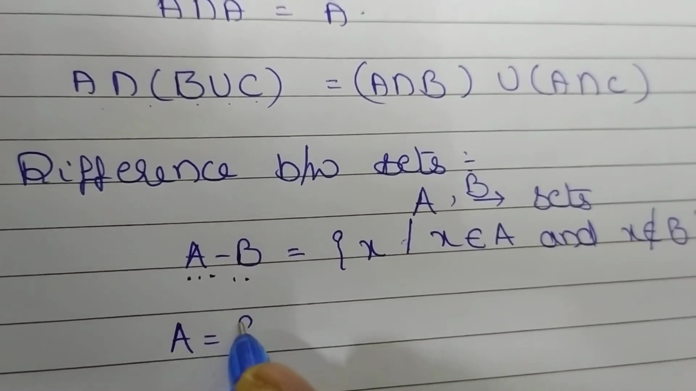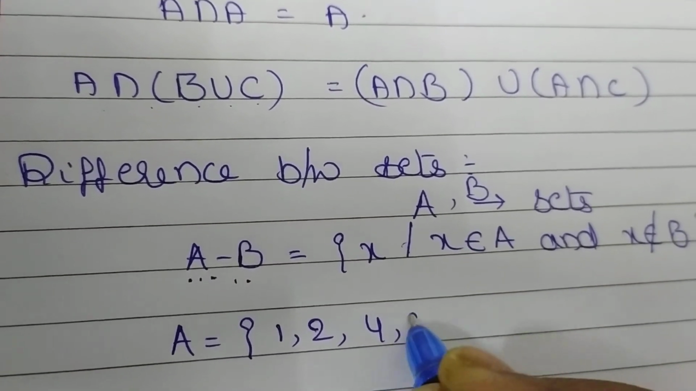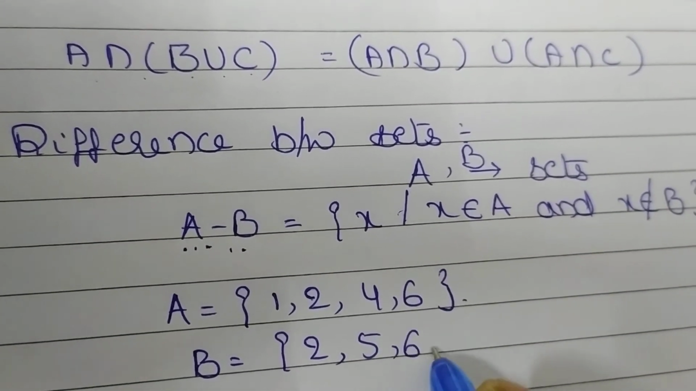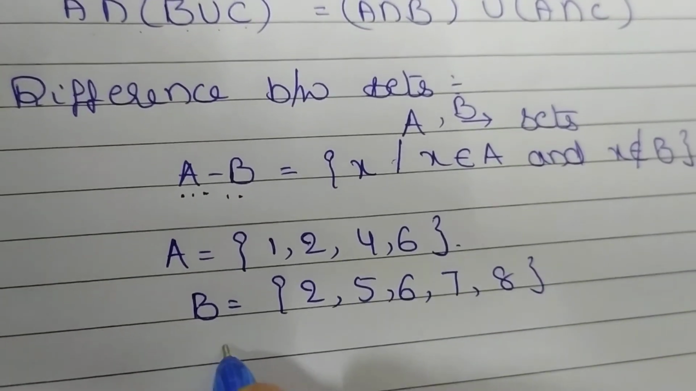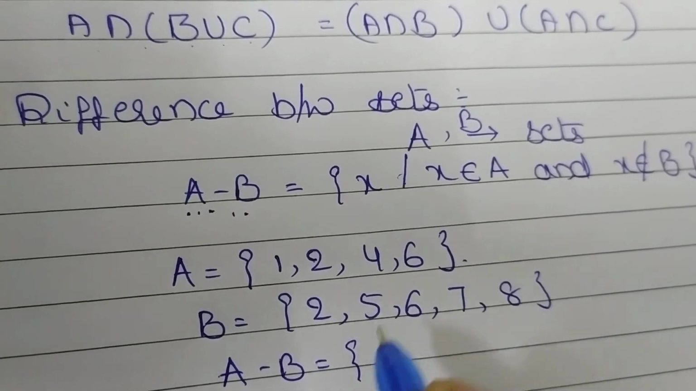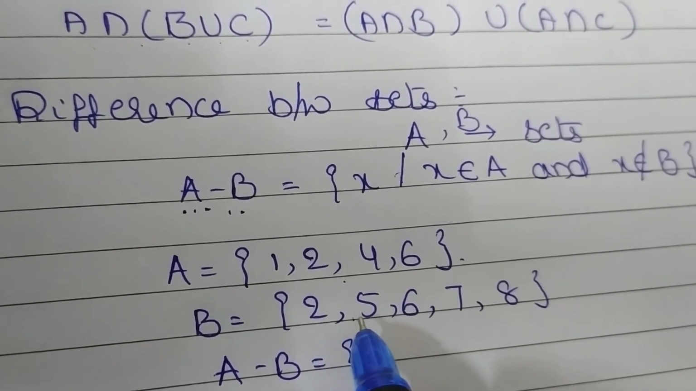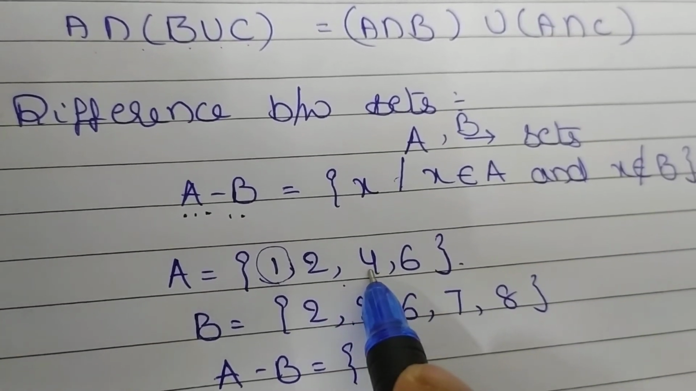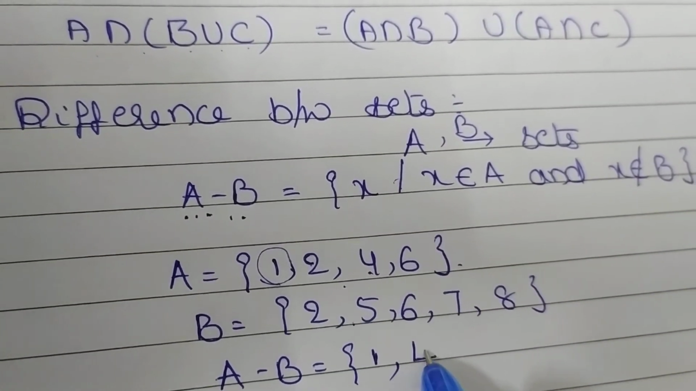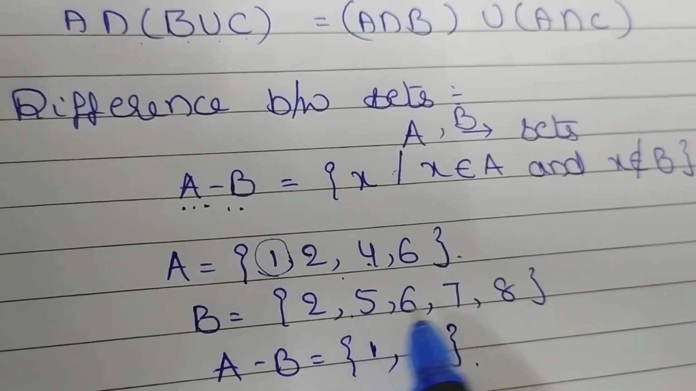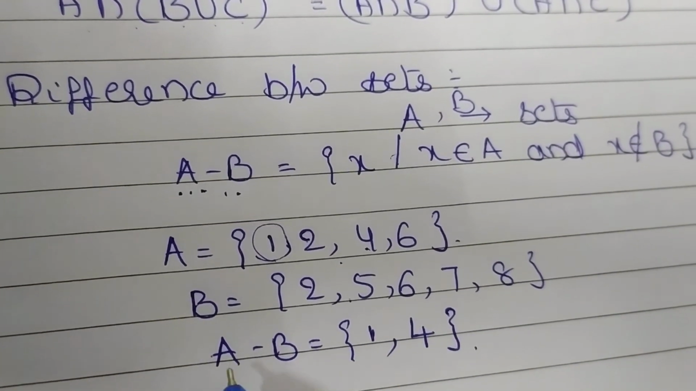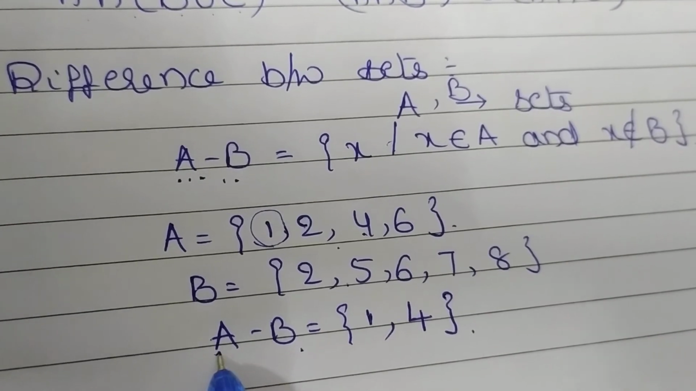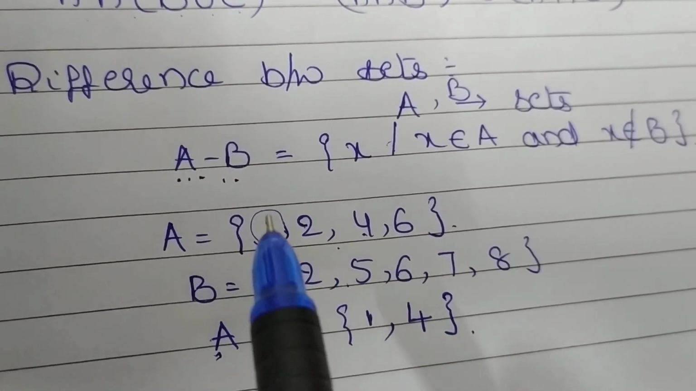Like suppose A equals 1, 2, 4, 6 and B equals 2, 5, 6, 7, 8. So A minus B means the elements of A which are not in B. So 1 is there here, but 1 is not there in B, so we will write 1. 2 is there in B. 4 is there, 4 is not in this set, so 1, 4. We should not write 5, 7, 8 and all this. So what do we mean by the difference of these sets? A minus B means the elements of A which are not in B. We should consider only those elements.